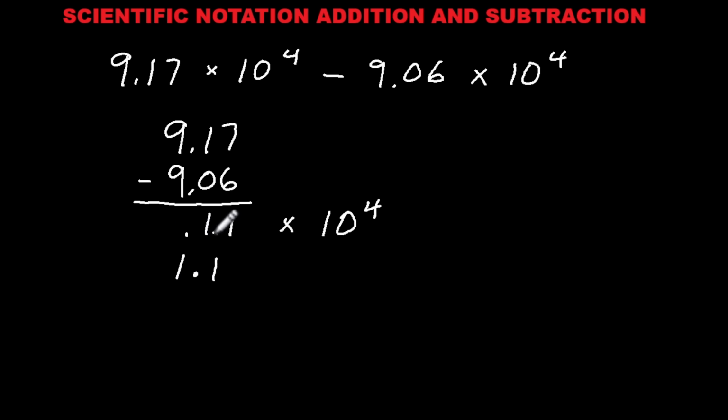Effectively what I'm doing is I'm multiplying this by 10. So I want to reduce this. So over here, I'm multiplying it by 10 to the third power. So instead of times 10 to the fourth, it's times 10 to the third. And this is the correct answer.